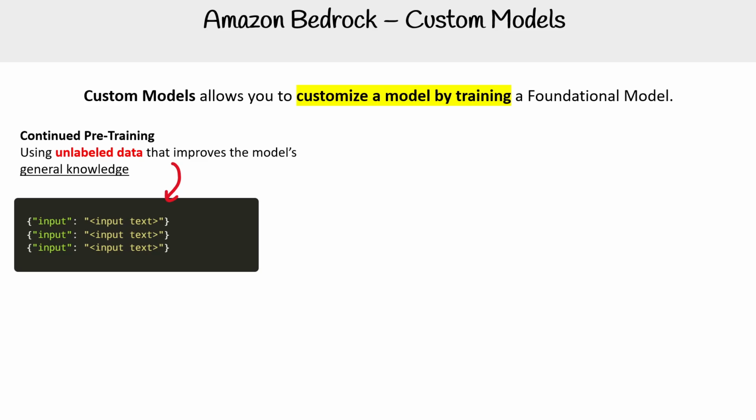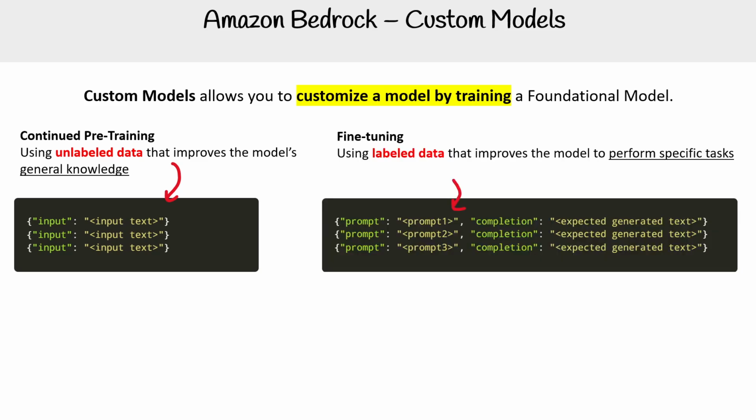Then you have fine tuning, where you're using labeled data that improves the model to perform a very specific task. So make sure you understand those clearly different things. But yeah, continued pre-training is you're just adding knowledge, like just general text, just tons of text, and fine tuning is trying to get them to do something very specific.